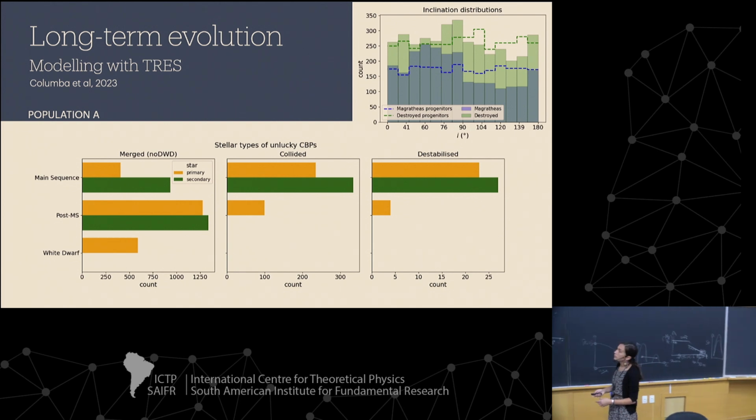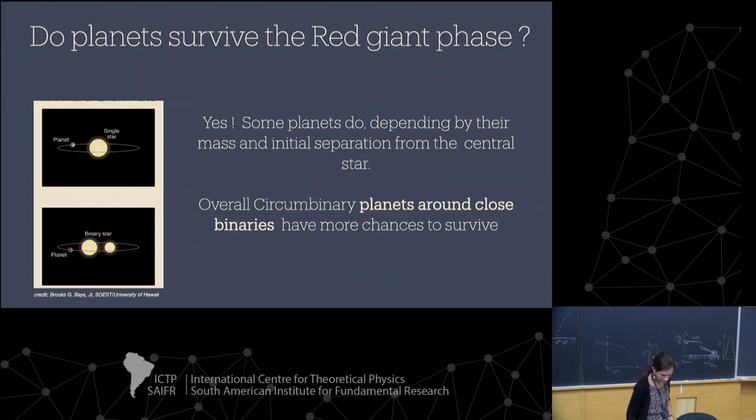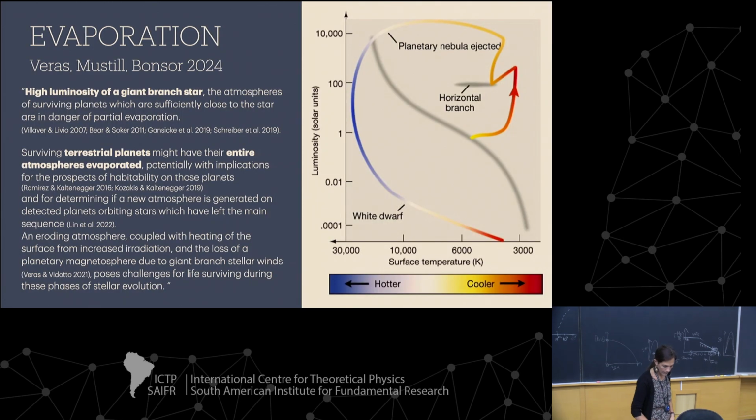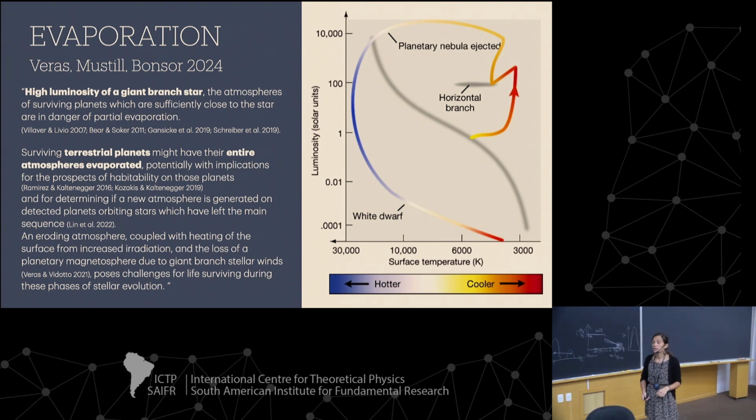What we are finding from this is that if they survive the main sequence phase, there is a higher chance for them to become Magrathea. So yes, some planets do, depending on the initial mass and separation from the central star. And indeed, they have more chances to survive there. Just a tiny point on evaporation, because this is very important given that we are dealing, yes?